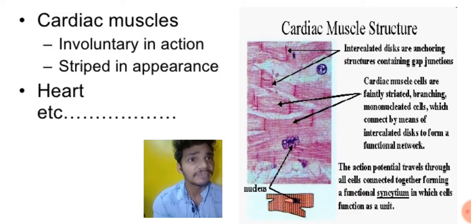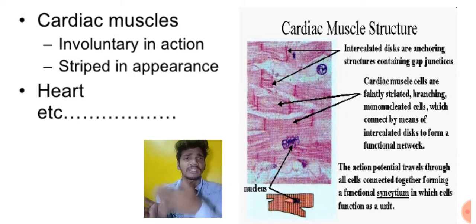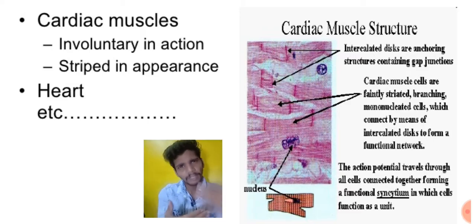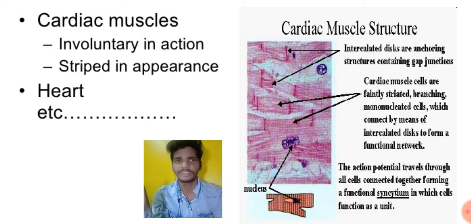Cardiac muscle cells are fairly straight and branching. They are branched and have a nucleus. They are branched because they have to transfer the contraction and relaxation modes. So the action potential. What is action potential? That is what we are talking about in terms of contraction and relaxation.